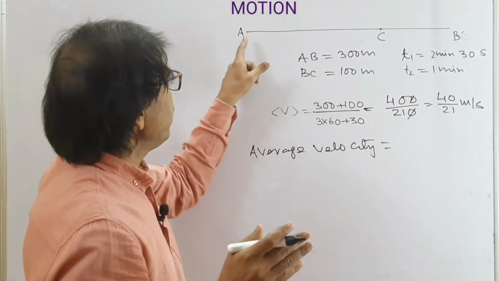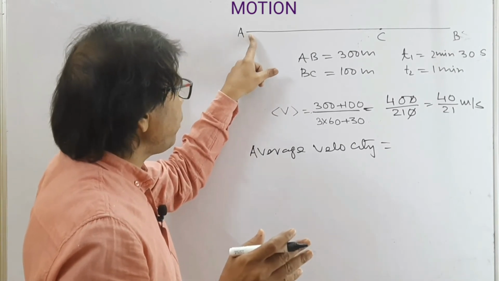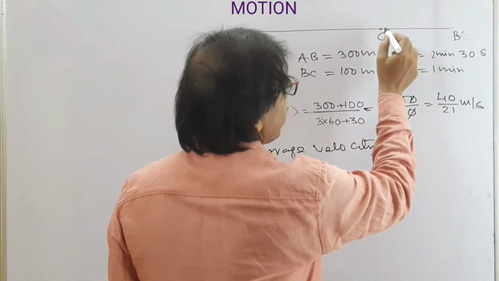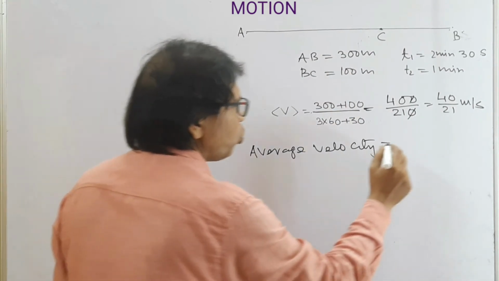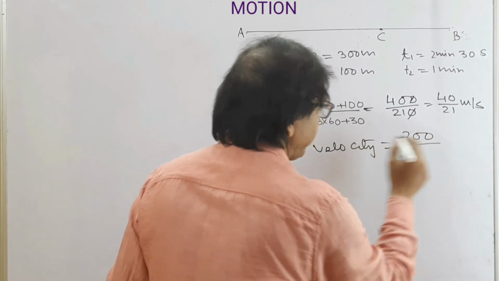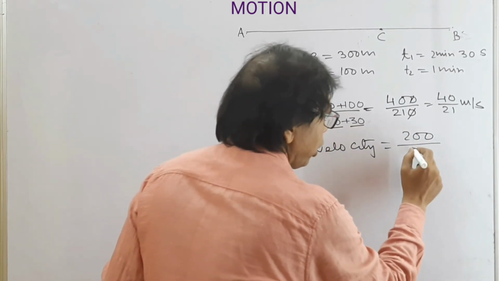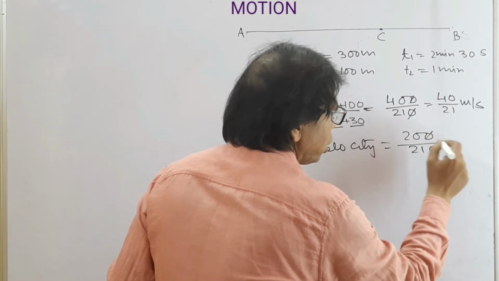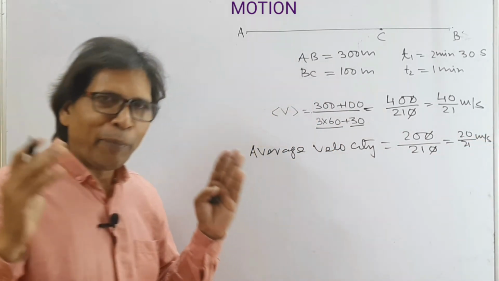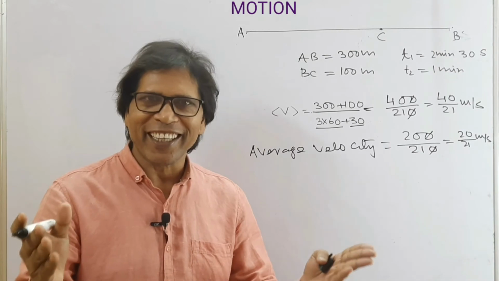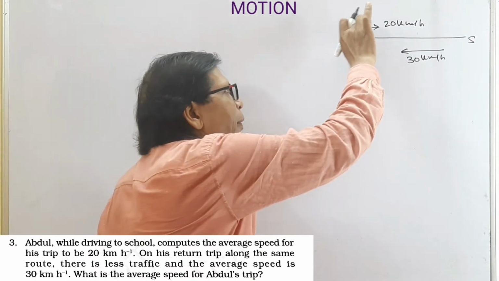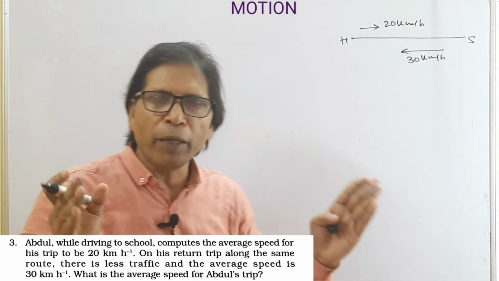The displacement means the shortest distance between initial point and final point. Now look at this, this is 300 meter, this is 100 meter, so this is 200 meter. So shortest distance is 200 meter and time taken same, 180 plus 30, so 210. So this cancel out, so 20 by 21 meter per second is the magnitude of average velocity. Okay, understood?